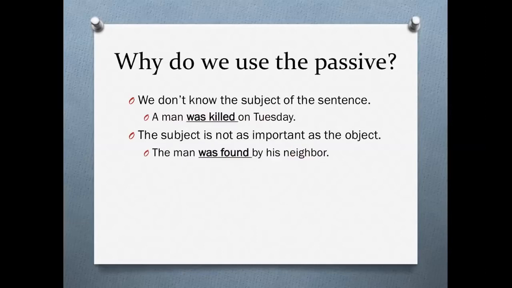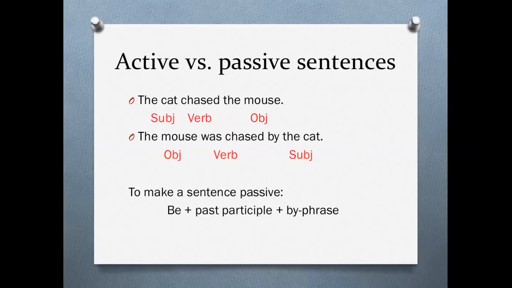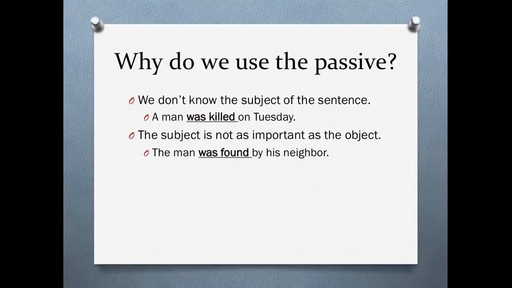Now you may be asking, why? Why do we use the passive? The cat chased the mouse is a good sentence. Why do we need to say the mouse was chased by the cat? What's the point? There are two reasons that we use the passive. First, we use the passive when we don't know the subject of the sentence. Sometimes we don't know who did the action. When that's the case, we need to use passive.